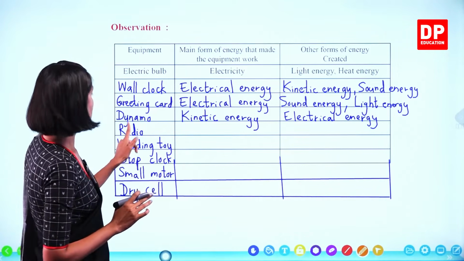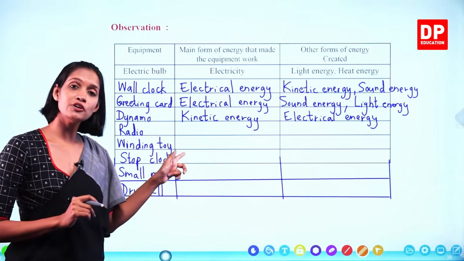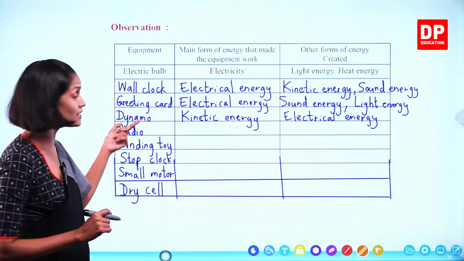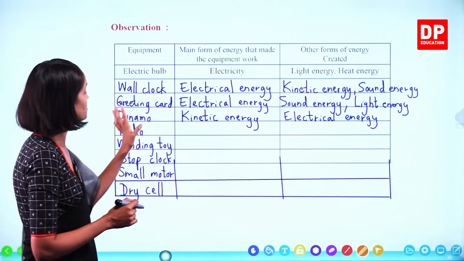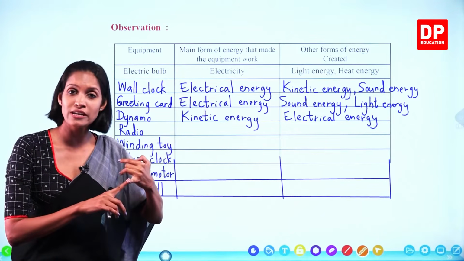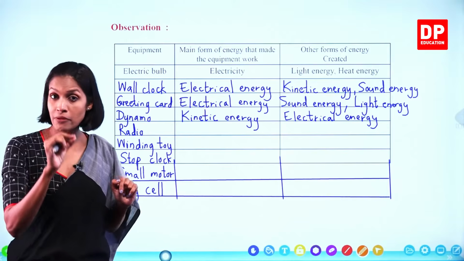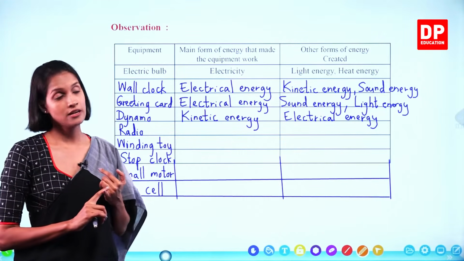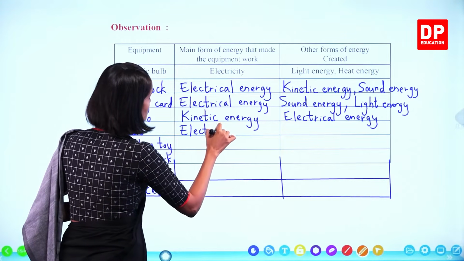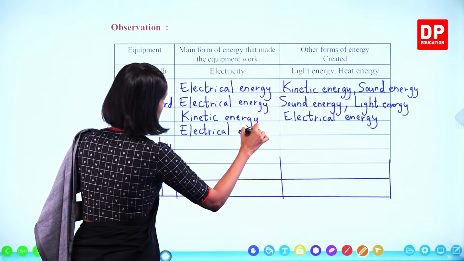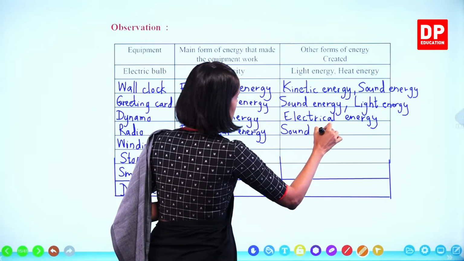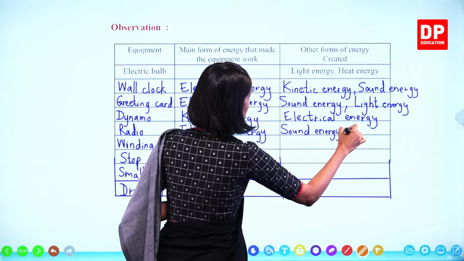Right, children? Radio. The battery powered radio works because of the electrical energy. Even if you have to plug it in, it's still electricity. Because of the electricity, the radio works. What are the other forms of energy created? Sound energy, and radios have small bulbs. Therefore, light energy is also created. Right? Let's write electrical energy, sound energy, light energy.